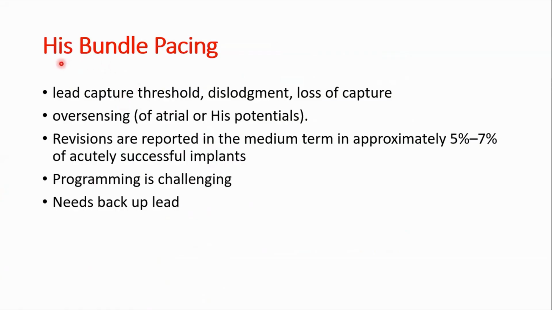Always remember that His bundle pacing, although it was the first solution to achieve physiological pacing, still it resulted in high lead capture threshold, high incidence of dislodgement, loss of capture, oversensing of the atrial and His potential. Revision occurred in about 7% of patients with acutely successful implants. This is a high rate of revision with increased risk of infection.